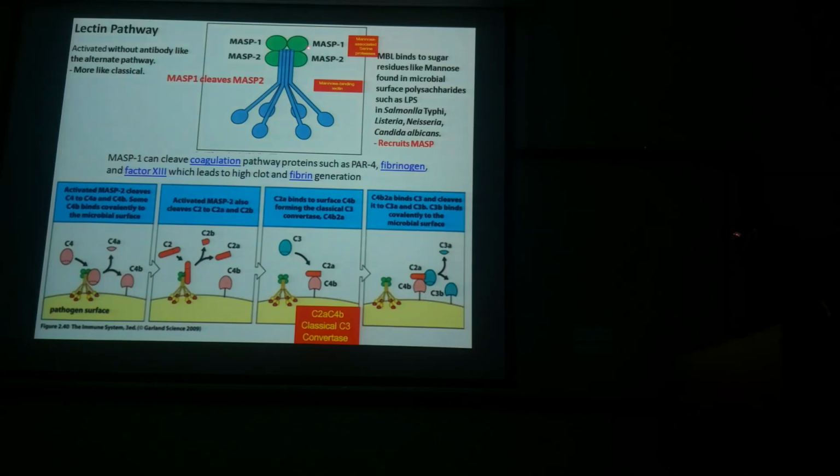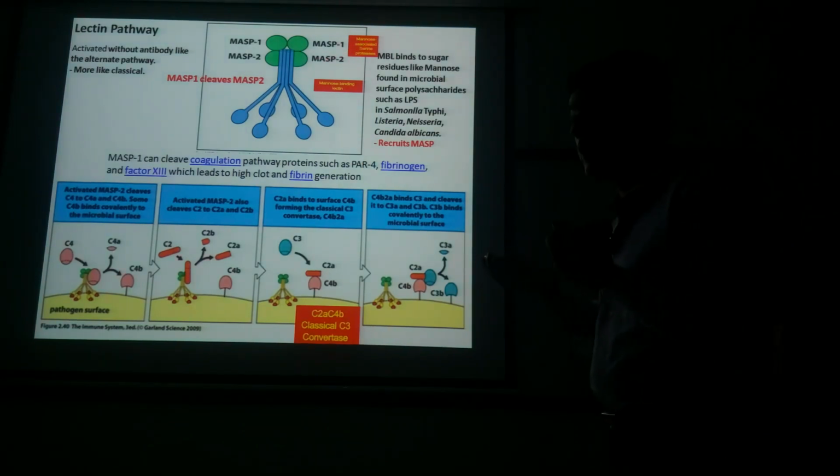For instance, this is MASP1 and this is MASP2. These are mannose associated serine proteases. These are enzymes which have serine in their active pockets, and they can cleave other factors or other proteins. That's why we call them serine proteases.